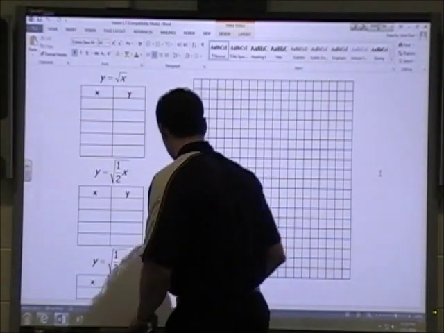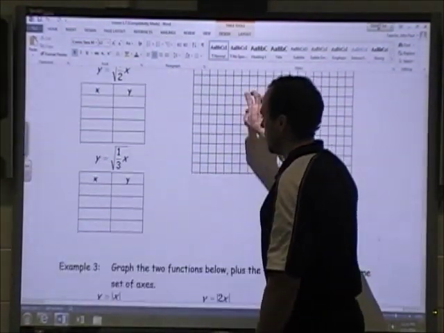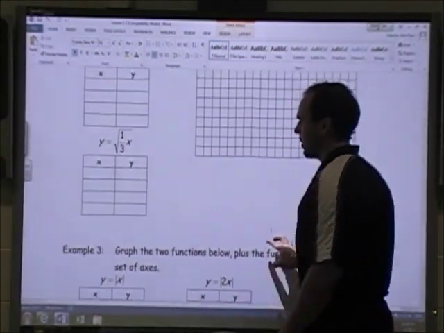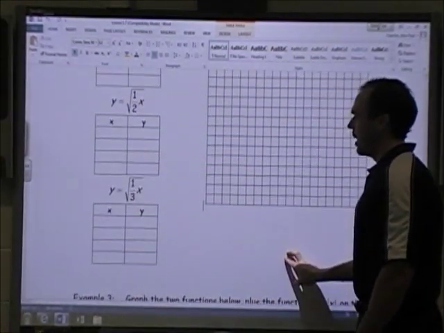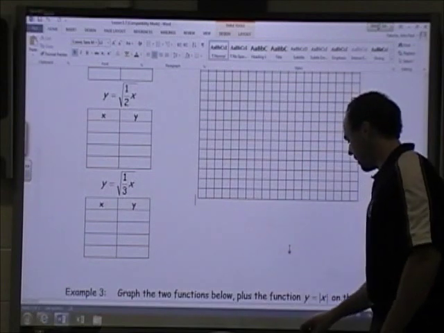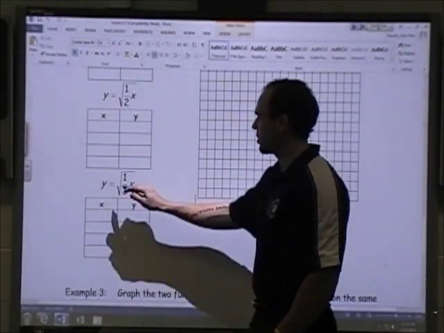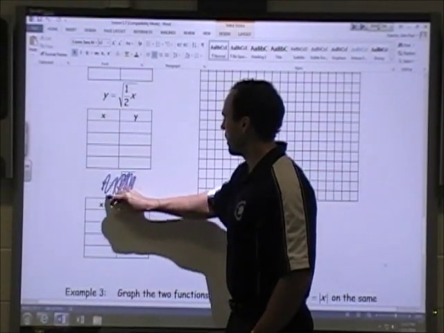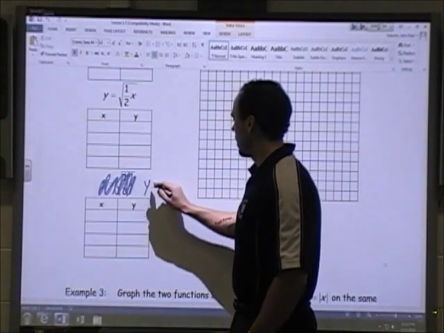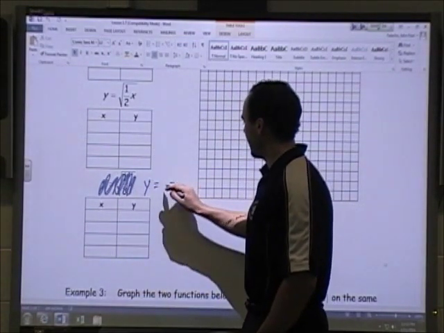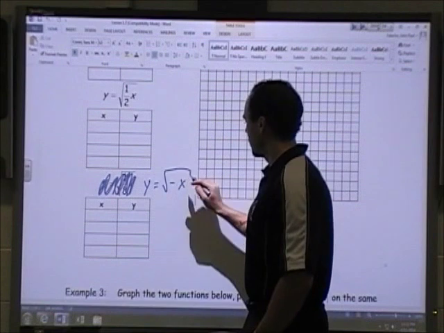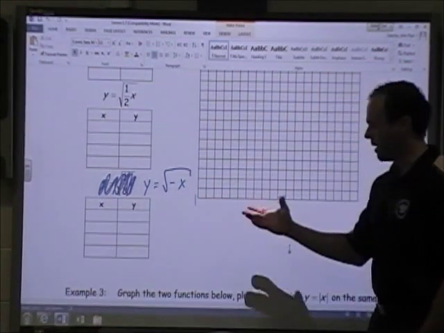And the last one, this one here, I want to come up with this table of values, but I don't want to come up with the table of values for a third. I'm going to actually change this. And I want to come up with the table of values for y equals negative x. So what happens when there's a negative?